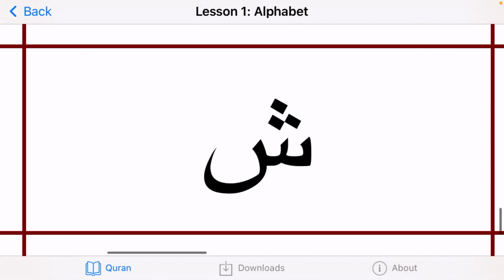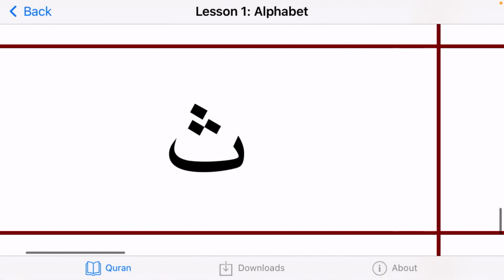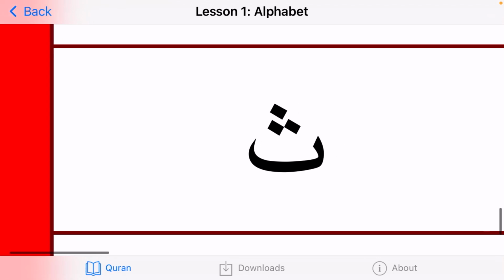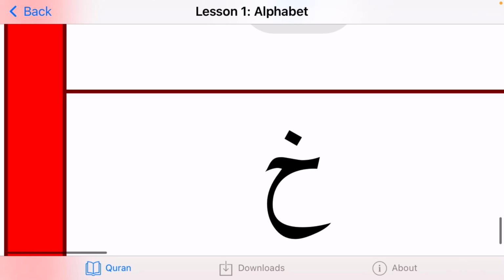This one is sheen. I think it's repeated. Yes, I think it's repeated. Sheen. And this one is tha. Remember, the tongue must go in between the teeth.